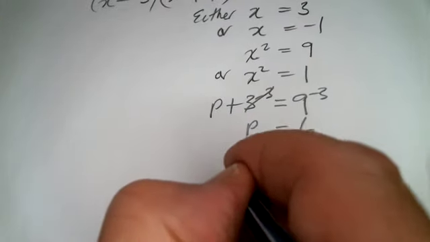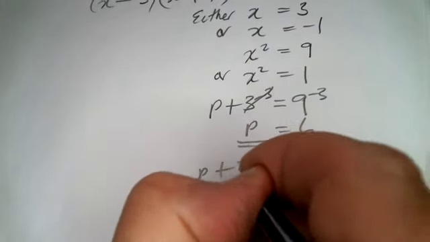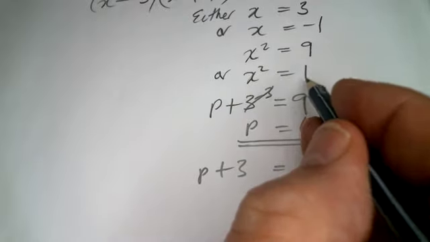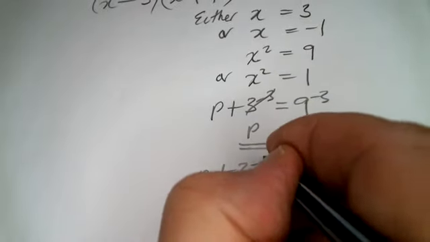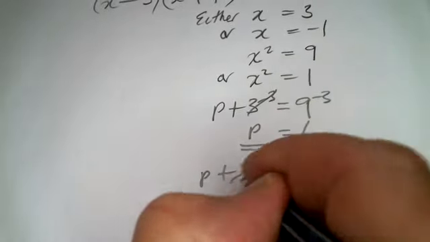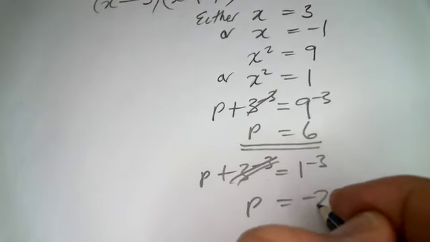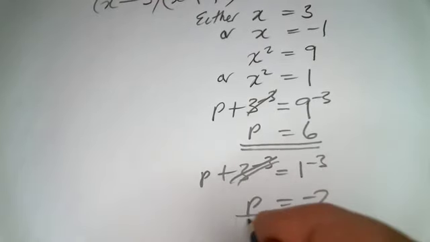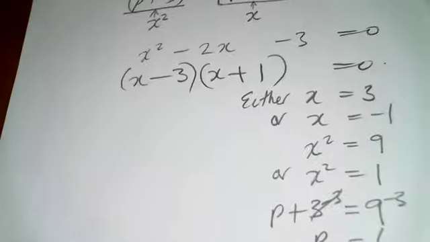Let's try the other one. So we've got p plus 3 is equal to 1. So if I subtract 3 from both sides, p is equal to negative 2. So there's our second number to test. So we'll do that over here.